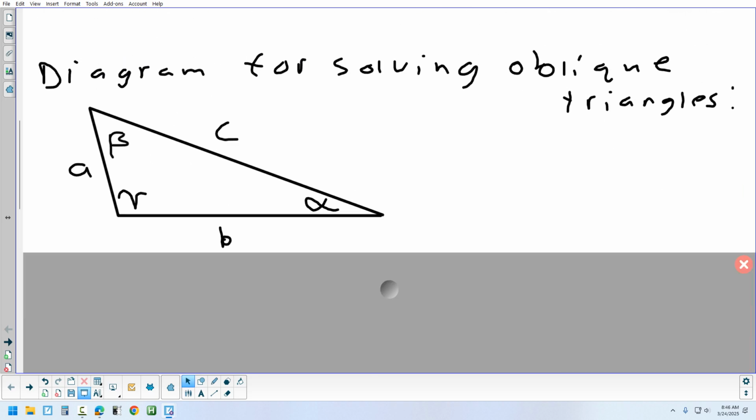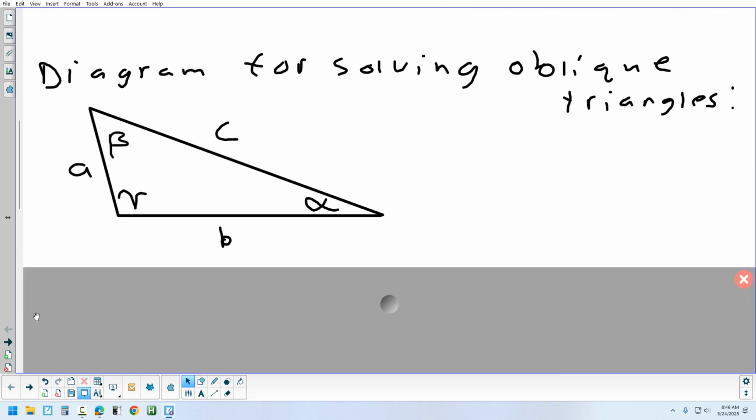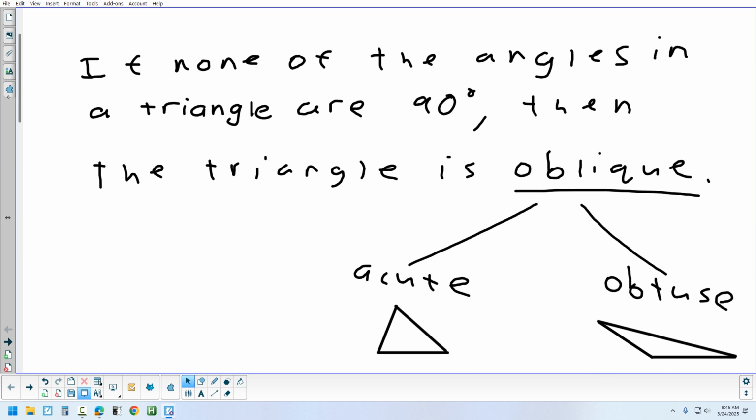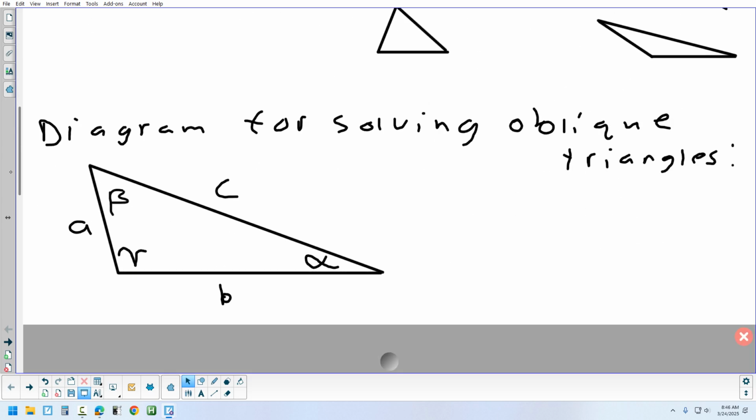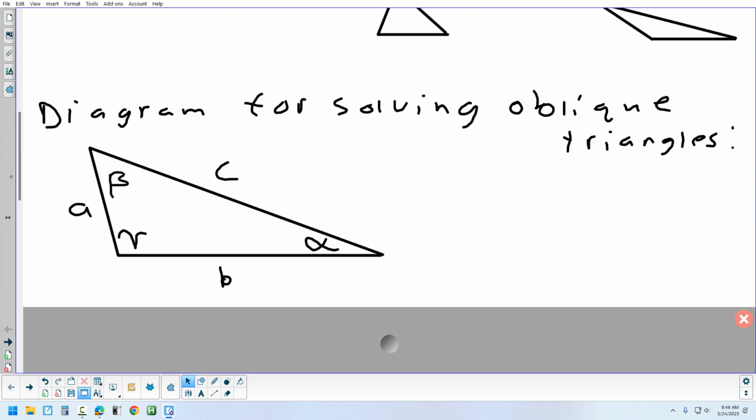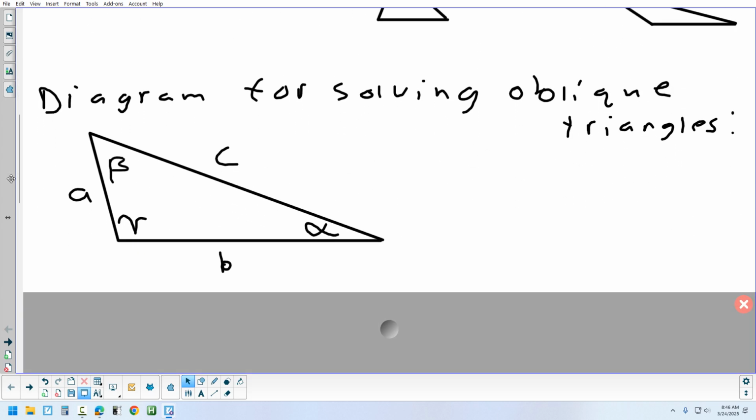All right, so there's different kinds of triangles that we could have to solve. And it all depends on what they give you to start with. Okay? Are they giving you some sides? Are they giving you angles? Do they give you some of both? Well, that's going to control whether we use law of sines or we use law of cosines. So we're going to go through the types of problems that use law of sines today.